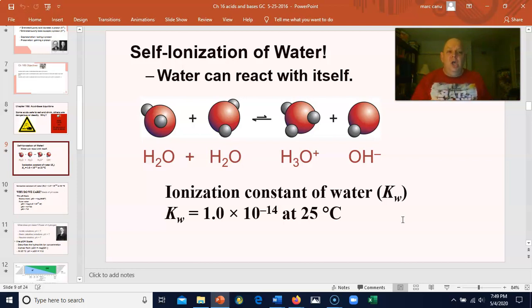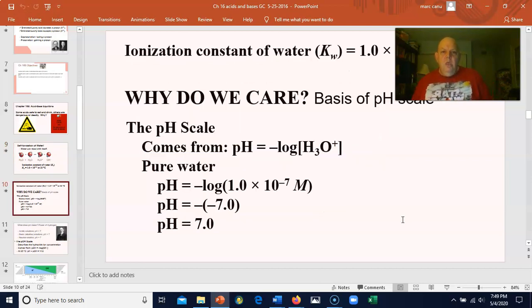But here's the thing. That ionization constant is going to form the basis of the pH scale and the pOH scale. But usually you're more familiar with the pH scale. Okay, that 1 times 10 to the negative 14th. Pay attention. So with that ionization constant, again, notice how I put it in big letters. Why do we care? The pH scale comes from the pH equaling the negative log of our H3O concentration.